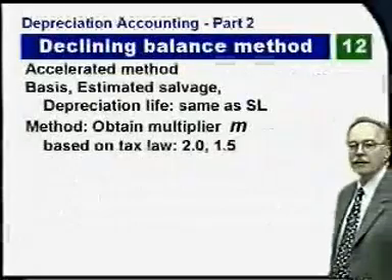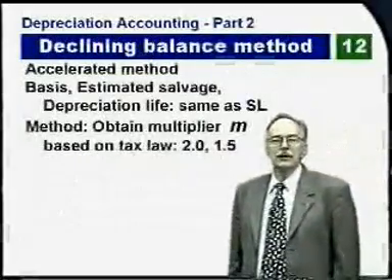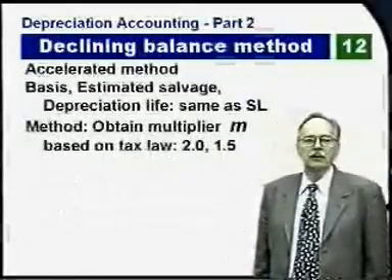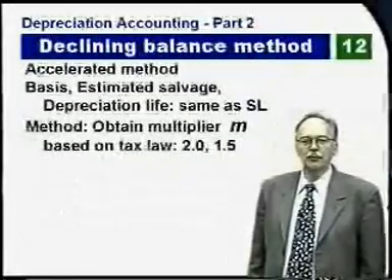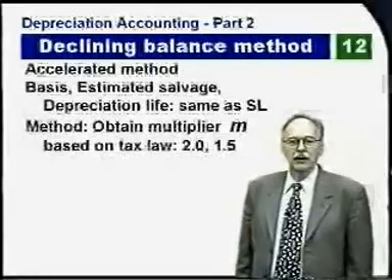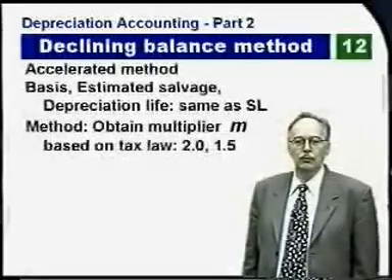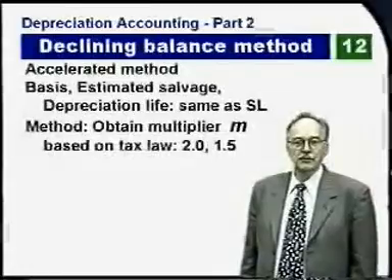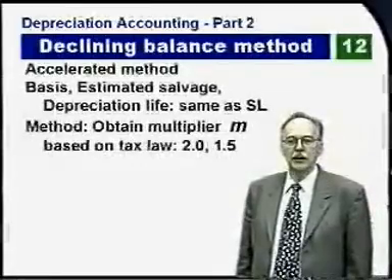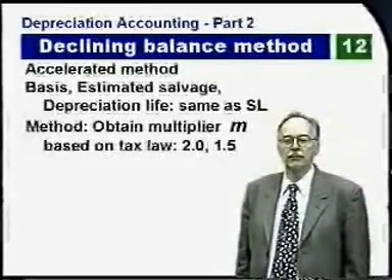Now let's look at the declining balance method. This again is an accelerated method. In order to compute this, we need a multiplier. That's based on the tax law, typically either 2 or 1.5. The bases, the estimated salvage and the depreciation life, are the same as for the straight line method.